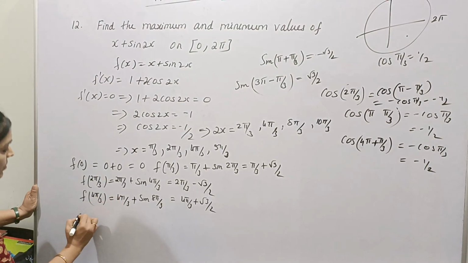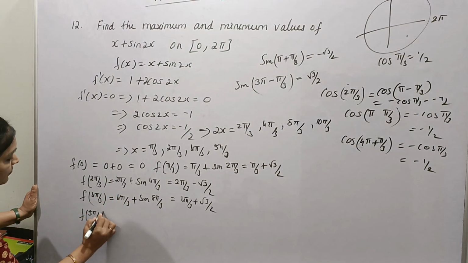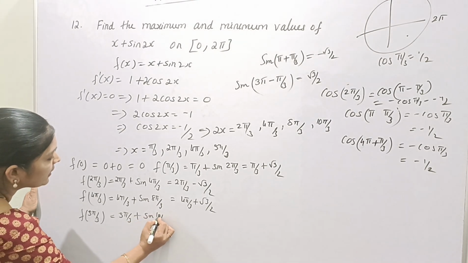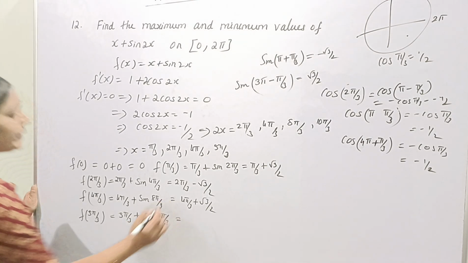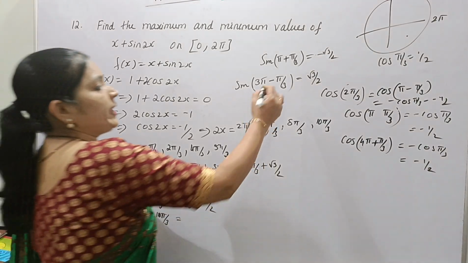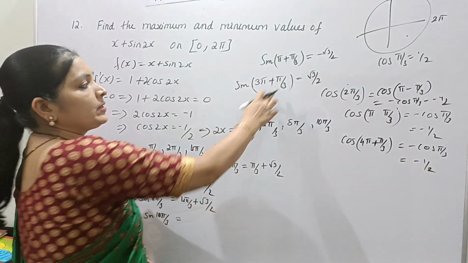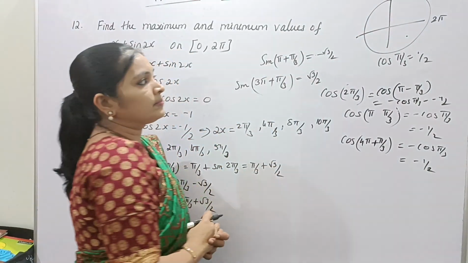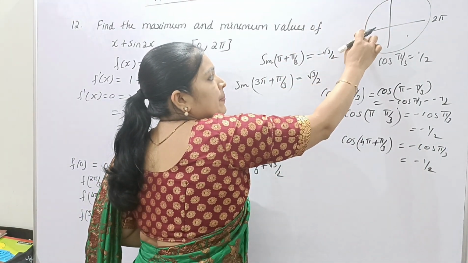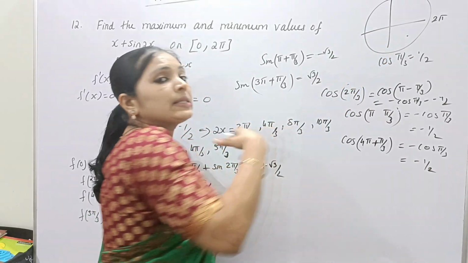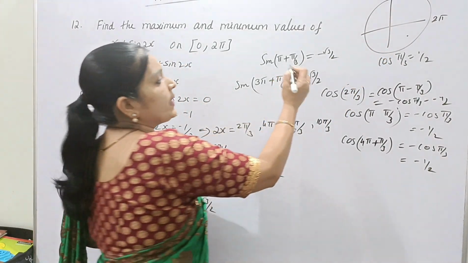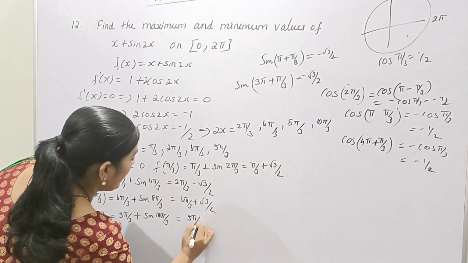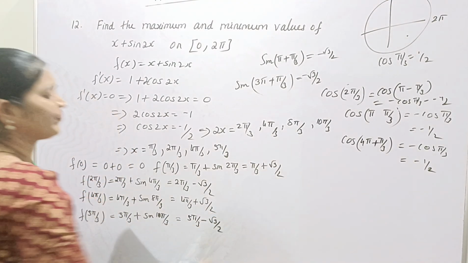Then what about f of 5 pi by 3? That is equal to 5 pi by 3 plus sine 10 pi by 3. What about 10 pi by 3? It is 3 pi plus pi by 3, since 3 into 3 is 9, 9 plus 1 is 10. 3 pi plus means it will be lying in the third quadrant. In the third quadrant, sine is negative, so it will be minus. So it is 5 pi by 3 minus root 3 by 2.